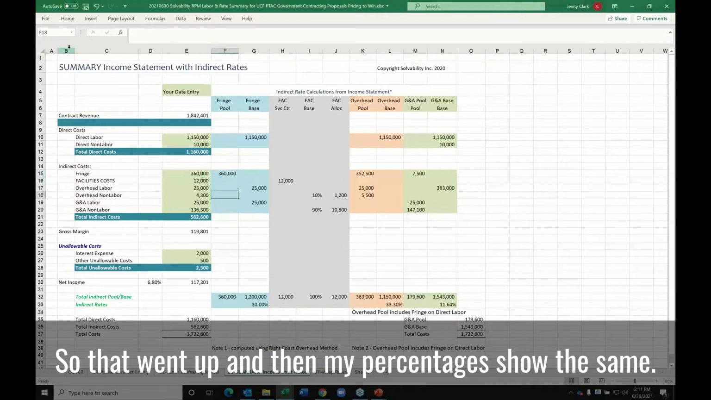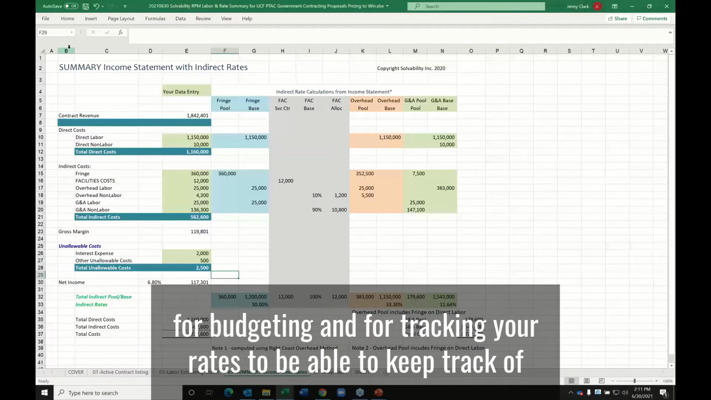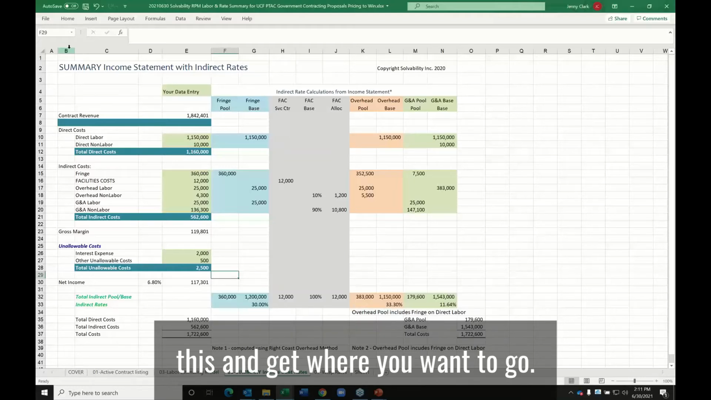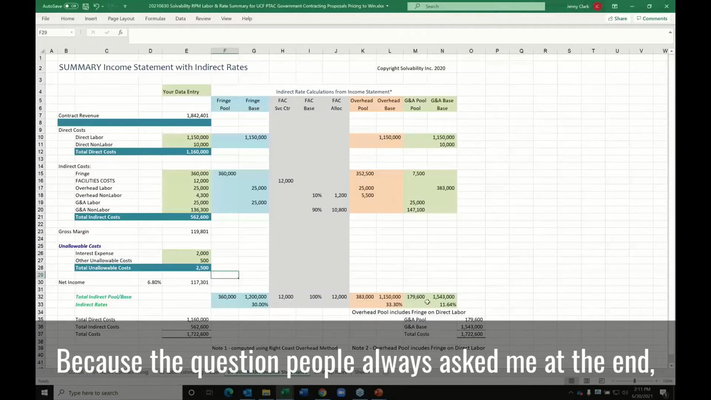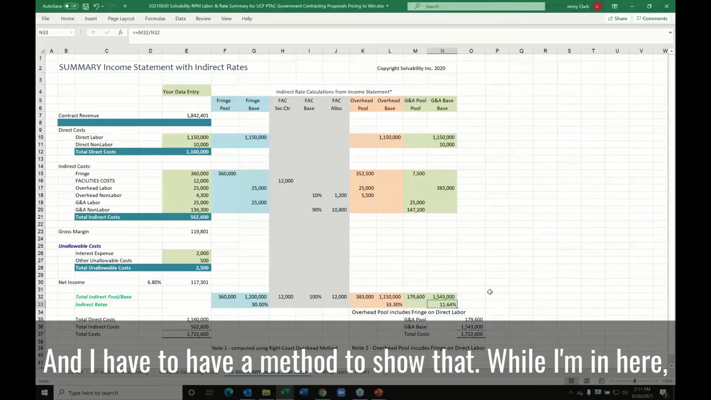So that went up, and then my percentages showed the same. The reason I wanted to show you this is just to let you know that you need to have some kind of model for budgeting and for tracking your rates to be able to keep track of this and get where you want to go. Because the question people always ask me at the end is, what are my rates going to be by the end of the year? And I have to have a method to show that.